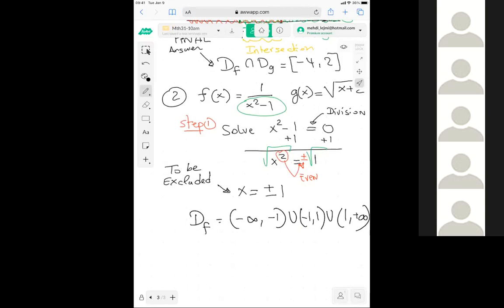So don't forget there's this negative one, positive one interval, because you could take a number between negative one and positive one, for example, zero or half or negative half, and then you need to include such a number. So that's why we have this negative one, positive one in between. We do have three different intervals here, not just two. Okay, so that's for domain of f, we just exclude positive and negative one. Now domain of g, so that's step number two.